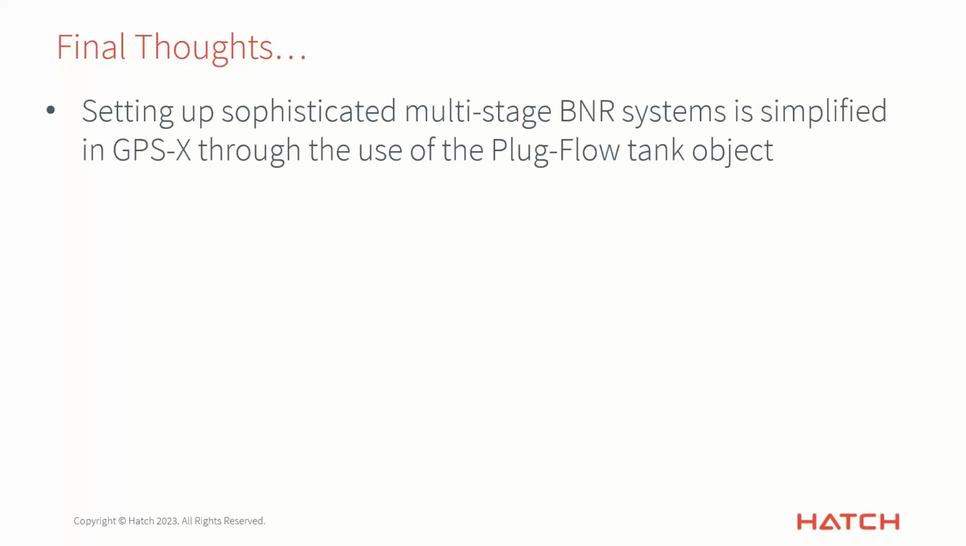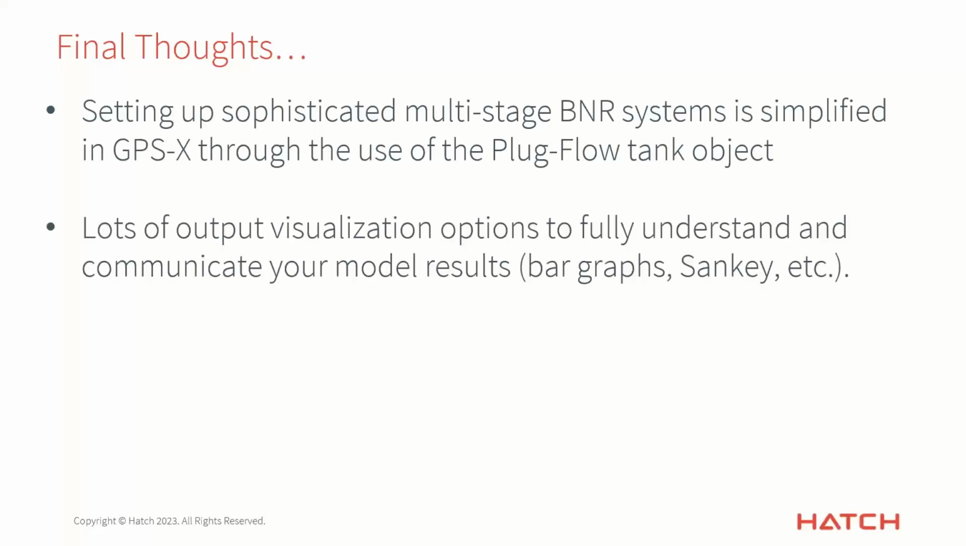But basically, setting up a sophisticated multi-stage BNR system is quite simplified in GPSX through using that plug flow tank object, but it's not required. You can break them out into the individual reactors if you like. There are lots of output visualization options, bar graphs, Sankey diagrams, and various other things that you can plot and understand. As I mentioned, the models themselves have such a huge amount of information that you want to be able to dig into it, but you want to do it efficiently. I want to see the right kind of information. And so we've set up our tools as best as we can to help you do that.